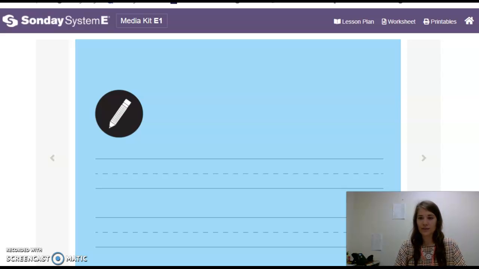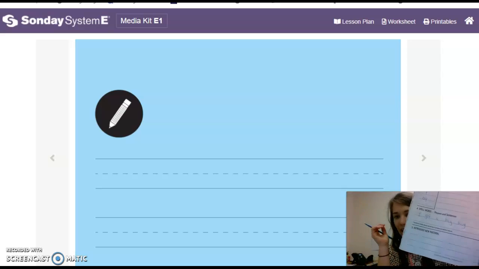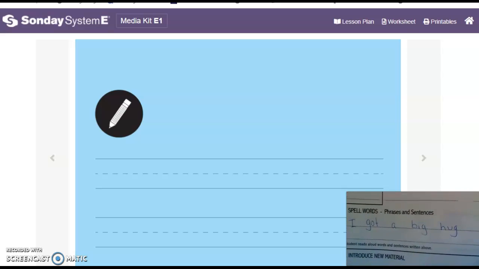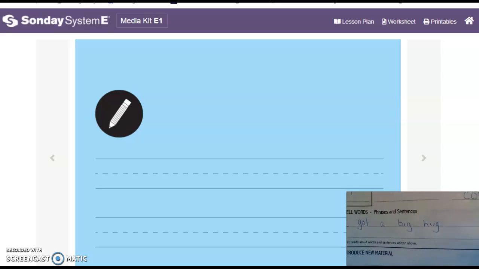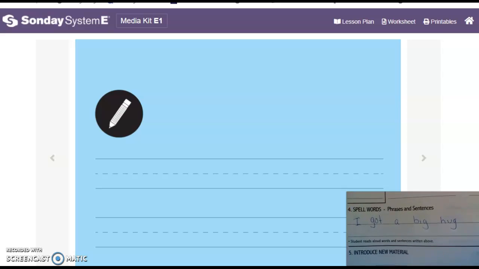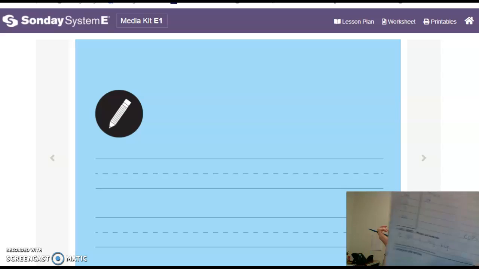So I did make one mistake. I want you to check to see if you can find what Miss Johnson's mistake was. So, "I got a big hug." Let's check Miss Johnson's COPs. I did put a capital letter. I have my capital I. I have a finger space in between each word. I did forget my punctuation mark.